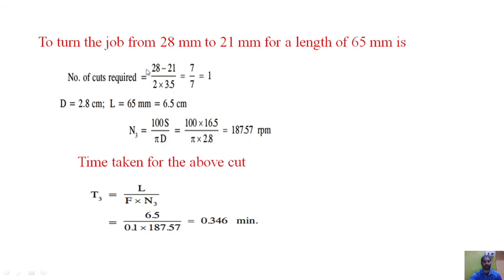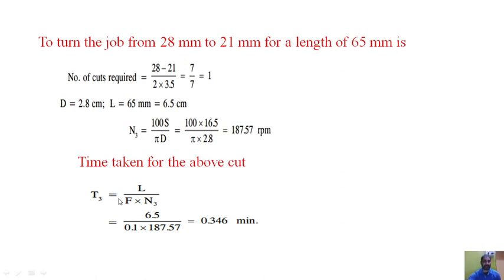So to reduce the job from 28 to 20 mm, one cut is required. So length is 6.5 centimeter. Diameter is 28 centimeter. So we have reduced 3.5 centimeter to 2.8 centimeter now. So now for the N3, you have to take D as 2.8, because the workpiece is reduced from 4.2 to 2.8 centimeter now. So the RPM will come as 187.57 if you substitute all the values here.